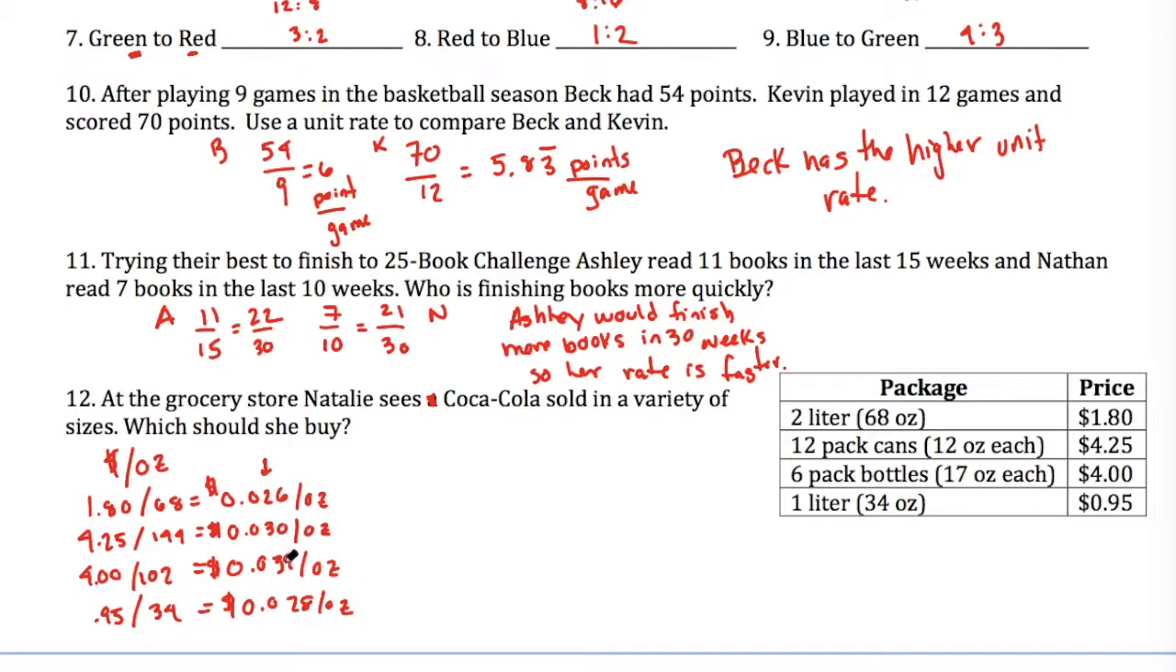But if we want the least cost per ounce, the smallest price, we would be looking at this 2 liter for $1.80. So the 2 liter bottle for $1.80 is the best value. Terrific. So now that we've done this, you've gotten a good background on unit rate, ratio, and how to compare rates in a variety of different methods.